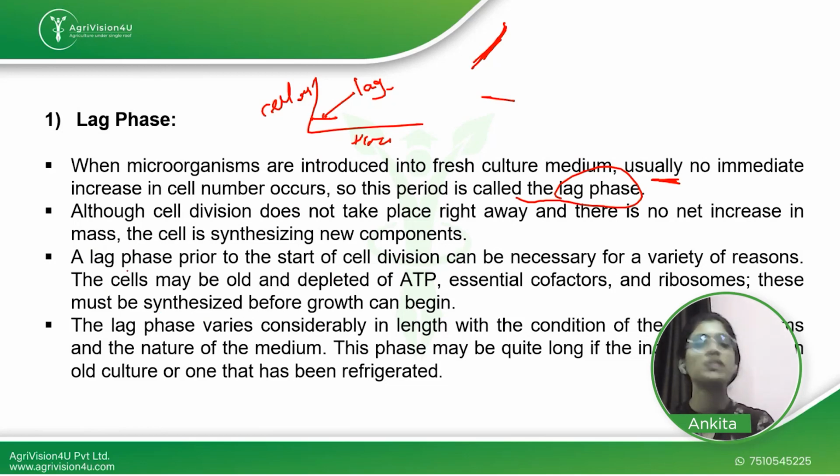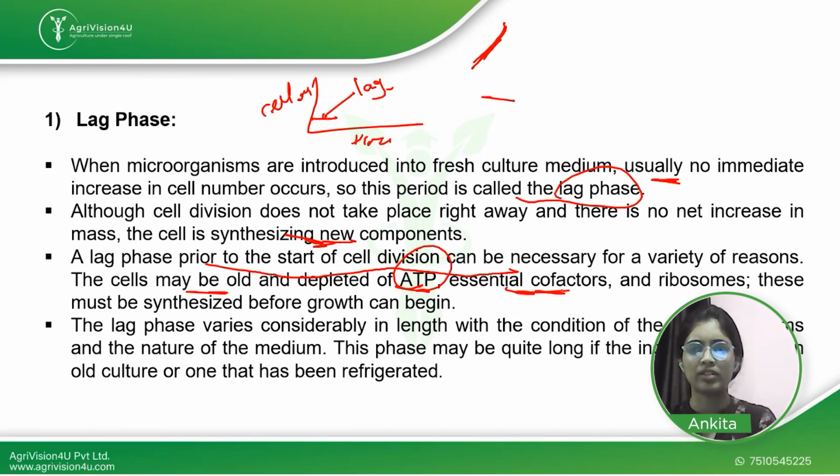Due to cell division, cell number will increase. As cell number is not increasing, obviously cell division is not taking place over here. But they are adapting to the conditions so that they can synthesize new components. The lag phase is prior to the log phase, and it has a variety of reasons. Some cells can be old, some cells have a lack of ATP, adenosine triphosphate.